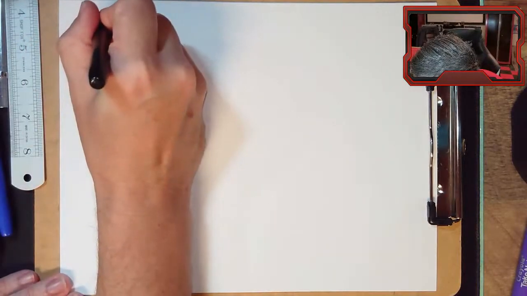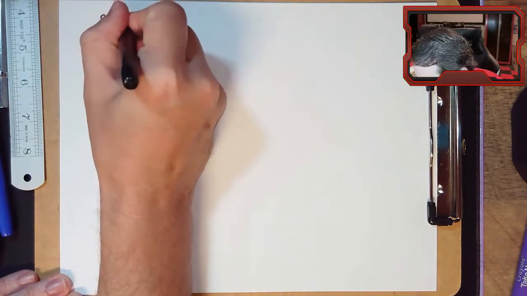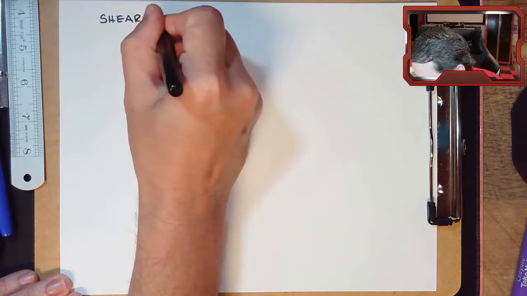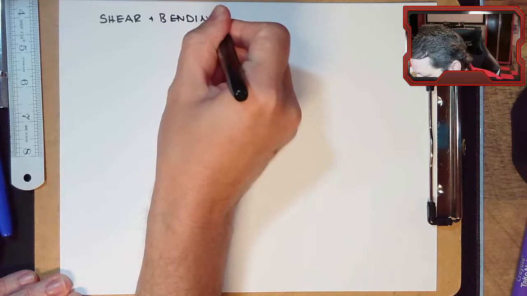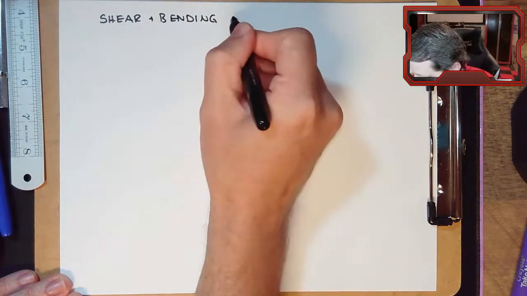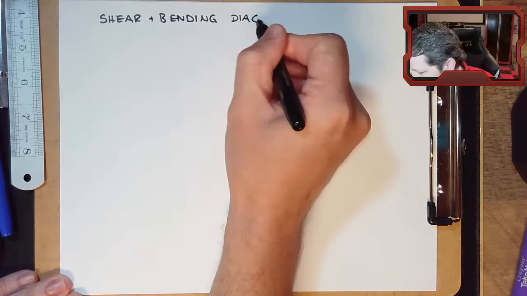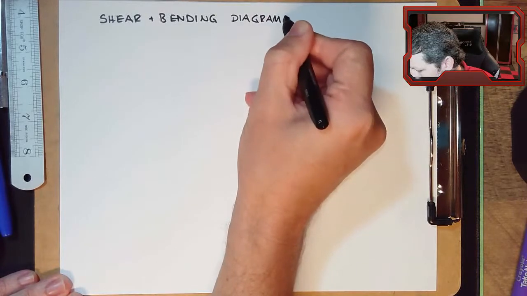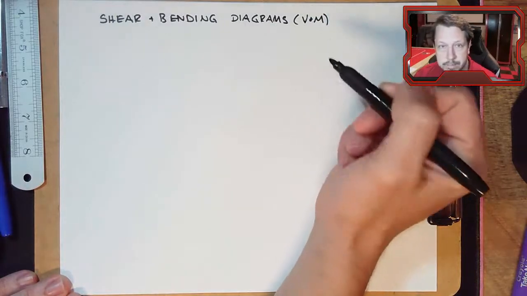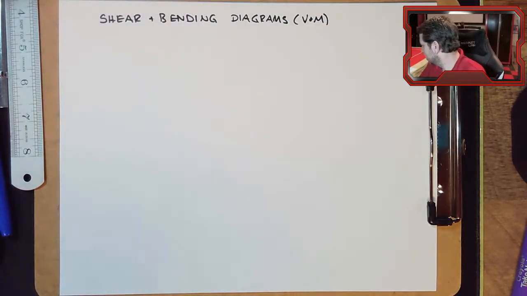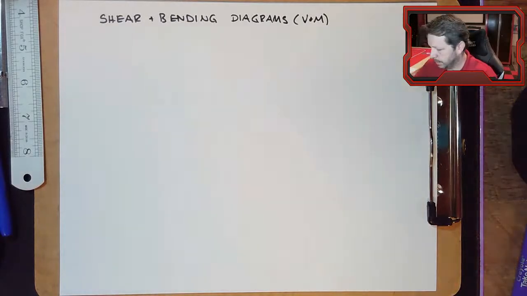So shear and bending diagrams. Sometimes you'll see these written as V and M. So V is shear force, M is bending moment. They're going to look kind of like this by the time we're done.